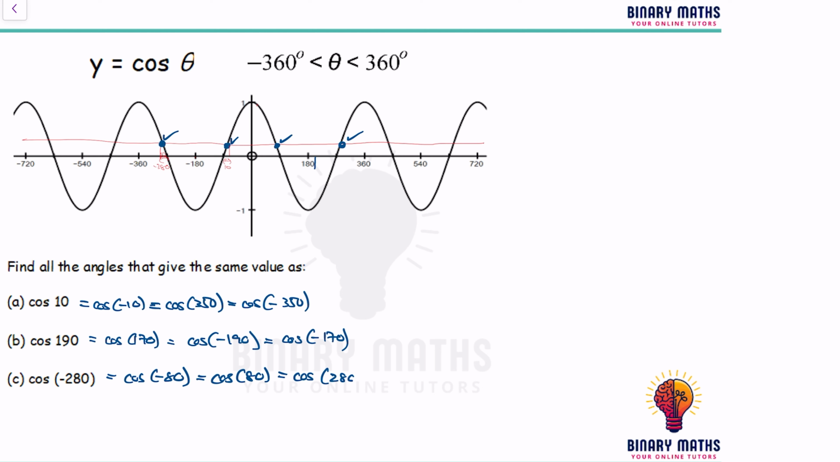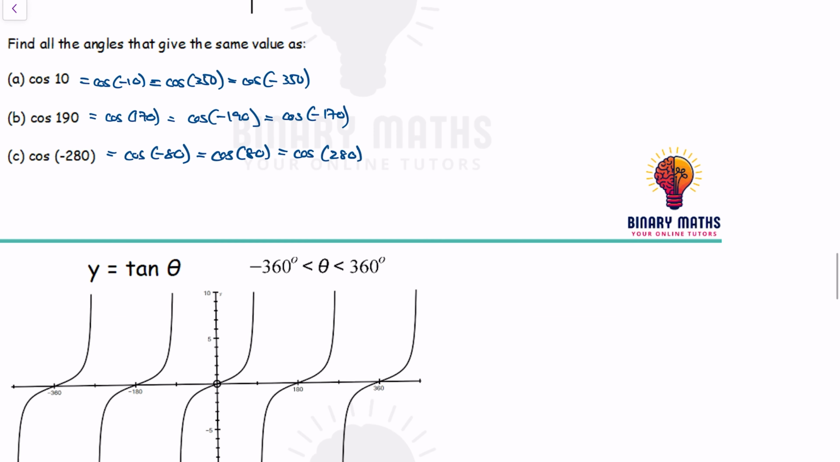But let's check that that's true. So if this is 10 away from 90, it's 10 to the left of 90. So it's 90 take away 10, which is 80. This one is 10 more than 270, which is cos of 280. That's correct. Okay, let's do a similar thing with the tan graph.